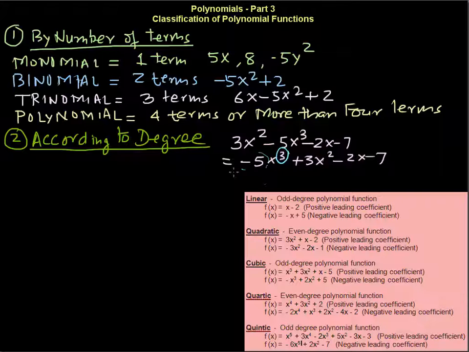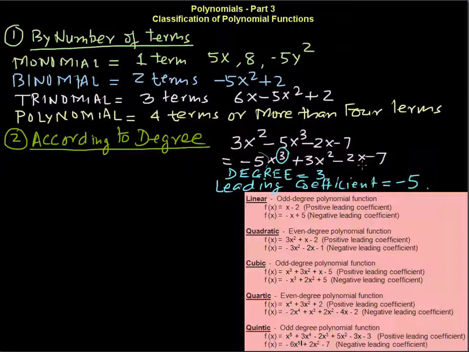So we can write here that the degree of this polynomial is 3, and there's another thing called the leading coefficient of this, which is minus 5. And then the last part: these are the variables, but then we have a constant term, which is minus 7.